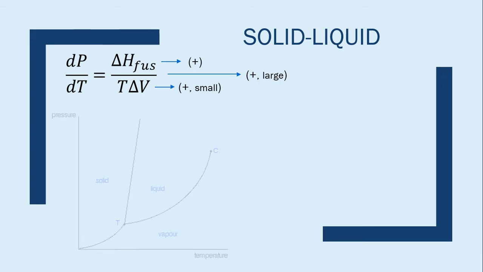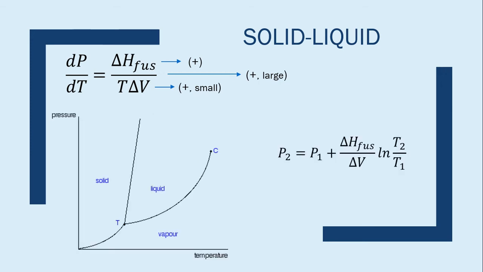Now, assuming that the change in volume is constant because it's very small, we integrate the equation and then we can clear the pressure 2 or the temperature 2. We can calculate the melting temperature of the component at a new pressure or the pressure at a new melting temperature.